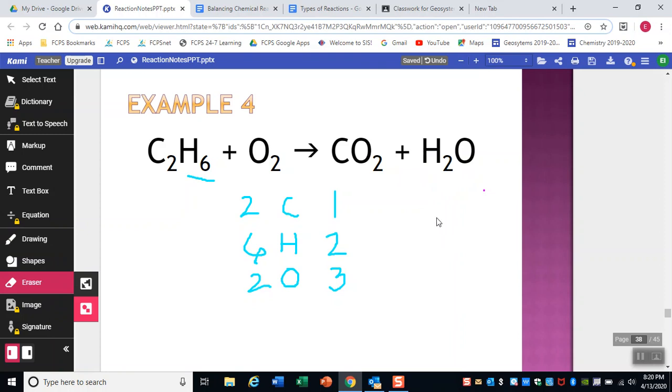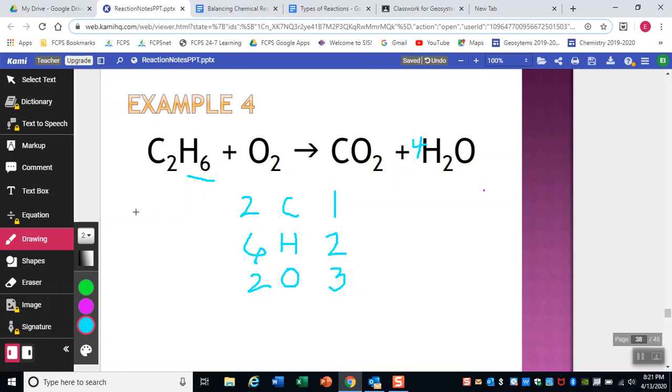All right, so I could have 4 here. If I put 4 here, right, that would give me 8 hydrogens, right? And then over here, though, I only have 6. So I need to think of a number that will give me a multiple of 8 and 6.